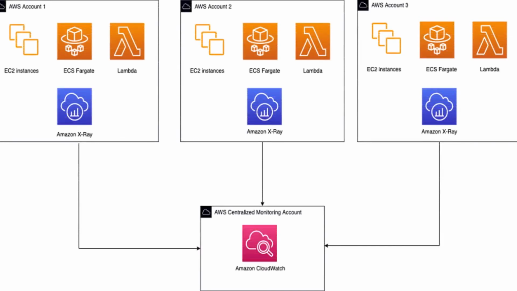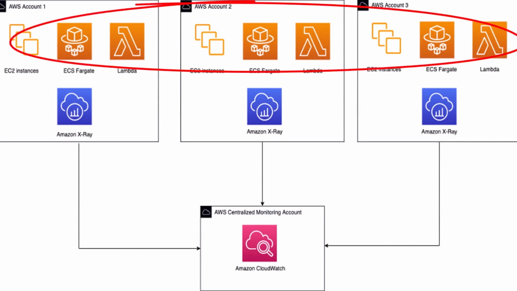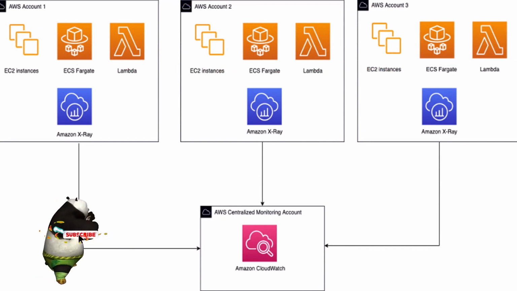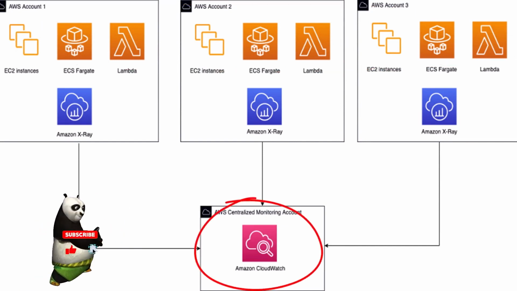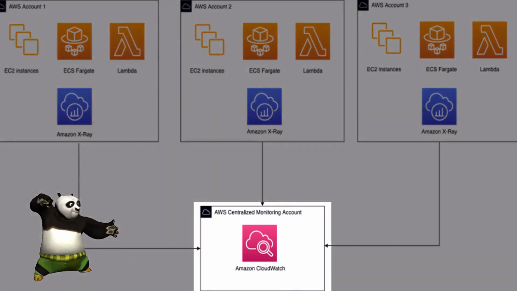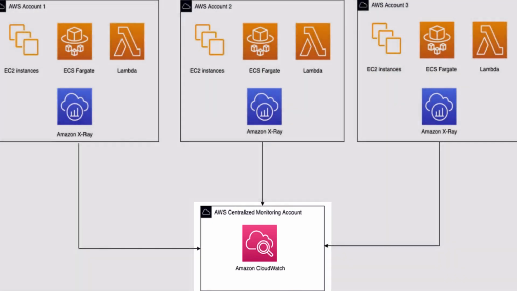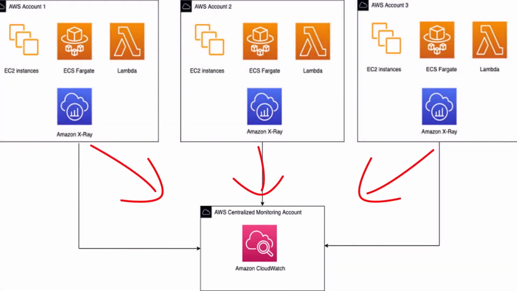This diagram shows how EC2 instances, ECS Fargate and Lambda functions from three different AWS source accounts are monitored centrally by Amazon CloudWatch cross-account observability. The box at the bottom is the AWS centralized monitoring account. Source accounts share their data with the monitoring account. Cross-account tracing aggregates traces from multiple source accounts into a single monitoring account. This enables a complete view of requests that travel across multiple accounts. Let's dive into the console and explore how to set up CloudWatch observability.